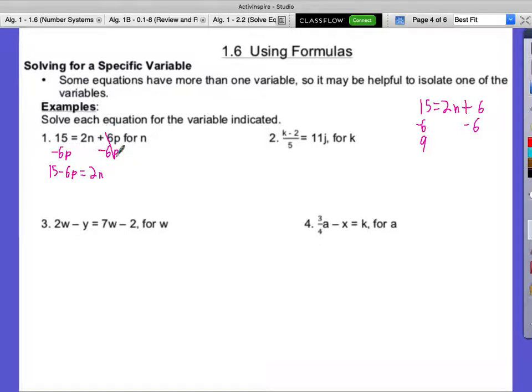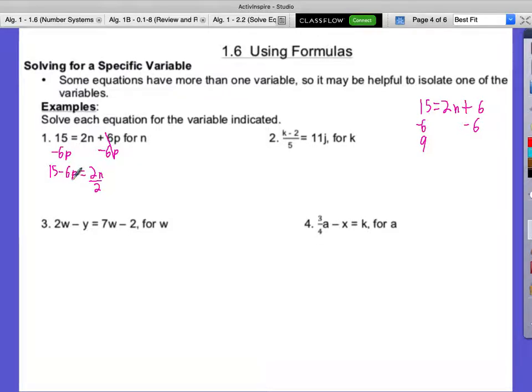And 6p minus itself is 0, right? You betcha. Okay, so now, how do we get 2 by itself? Or how do we get n by itself? Peyton? Riley, that was my answer. Divide by 2.